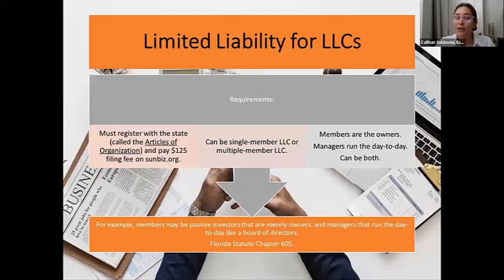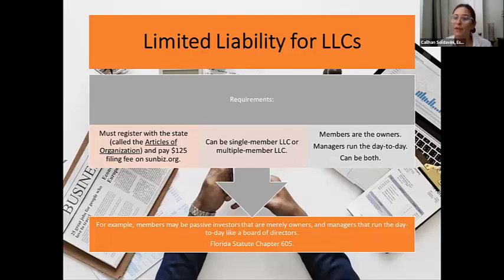Second, you can have a single member LLC or a multiple member LLC, meaning you can have one owner or several owners. So even if it's just you, I would definitely still recommend, generally, not knowing the specific circumstances, that an LLC will still be very beneficial as opposed to a sole proprietorship. And if you have more members, even better. And when I say members, a quick little vocabulary: members are the owners of LLCs.